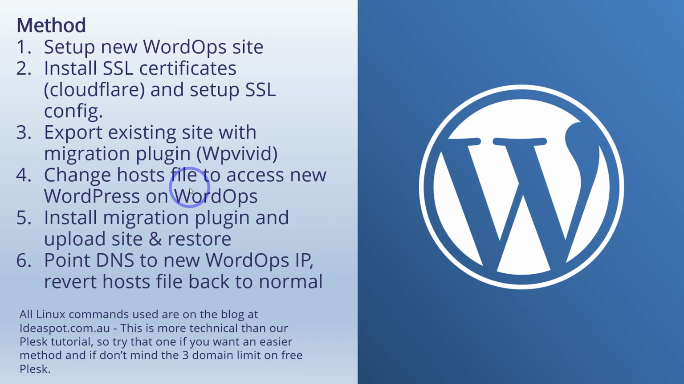So this lets us upload our migration file onto the WordOps server, all while the existing website is still live, so we can do a seamless migration. So when we do that, then we can get into our WordOps WordPress install and we can install our migration plugin. We can restore the site onto the new server. And then it's just a case of pointing the DNS over to the WordOps IP address and reverting the host file on our computer back to null. And then we'll get a nice seamless transition from one server to the new server.